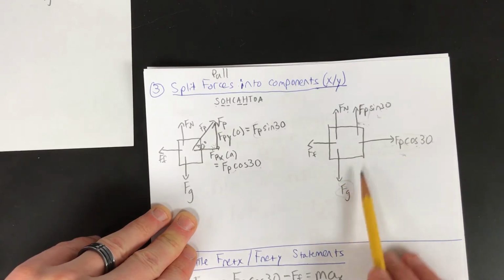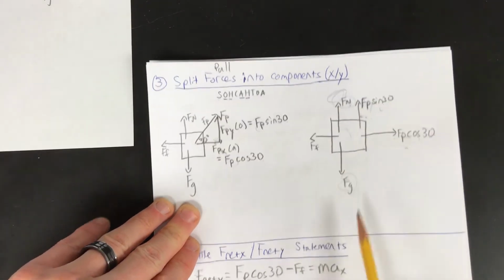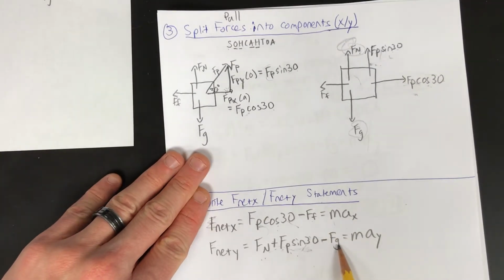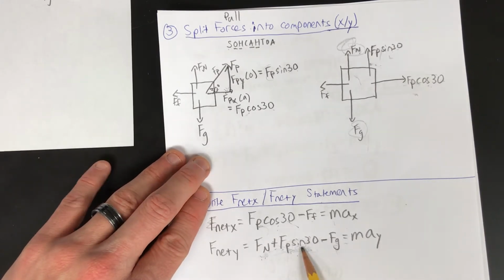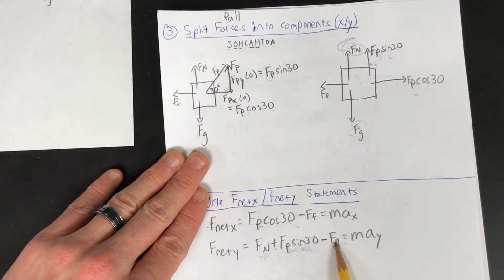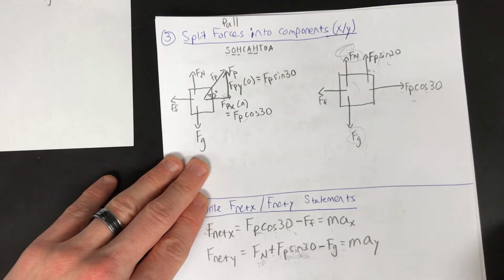And then FG and Fn will not be the same number, all right? You're gonna have to find Fn, it's gonna be different than Fg because of this new term in the y direction, FP sine 30, all right? That, you know, often Fn will be just a little less than Fg this time, all right?